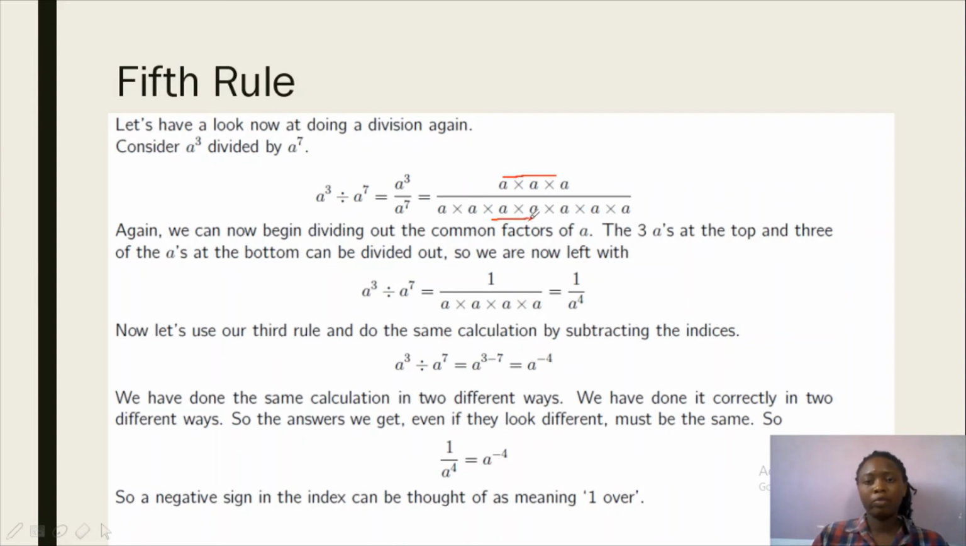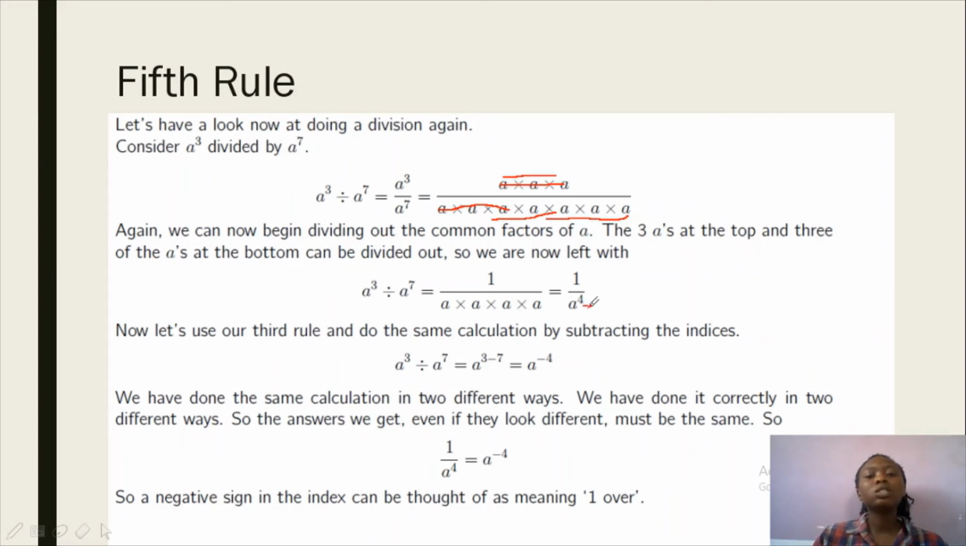So this is a proper fraction in this case. So we are supposed to get 1 over, because this 3a's will cancel 3a's here, and we'll be left with 4a's. Fine. So we would be having 1 over a raised to the power 4.